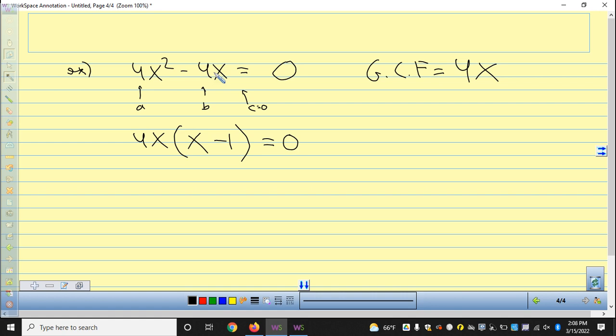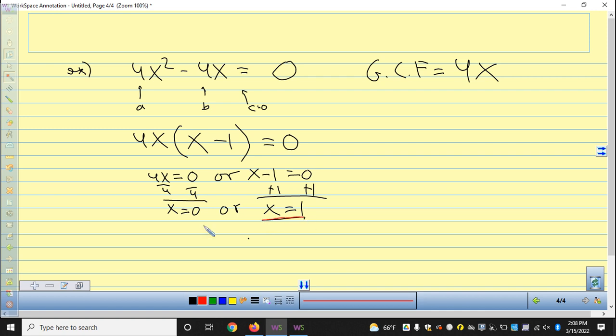Now I have two things that are multiplied together that give me 0. So this says 4x equals 0, or x minus 1 equals 0. Divide by 4, and I get x equals 0. Or I add 1 here, x equals 1. And those are my two solutions. X equals 0 or x equals 1.